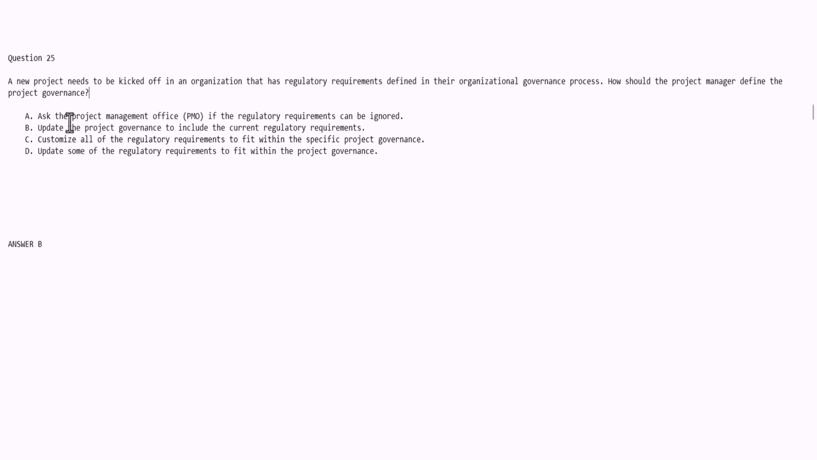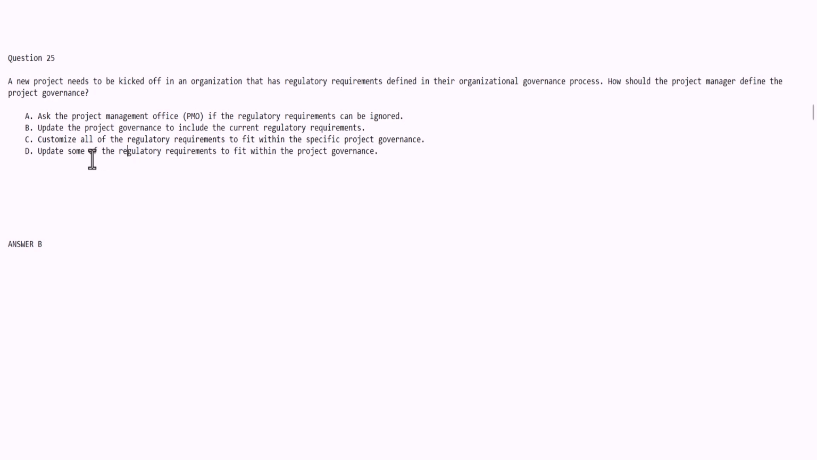Now, if you look at the various options right away, you can eliminate option A because it says that the PM would just simply ignore the regulatory requirements. Right away, you know that's not going to be the correct answer. Option C says that the PM would customize the regulatory requirements to fit within the organization's governance. You're not really going to do that because regulatory requirements are as is. You're not going to bend the rules, so to speak. So that option is not feasible. Then option D, update some of the regulatory requirements, the keyword being some.